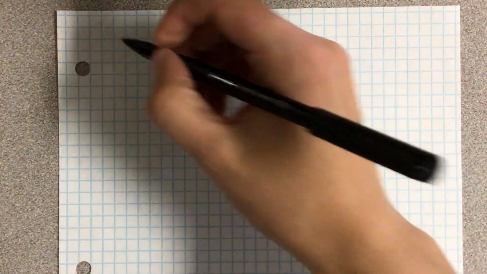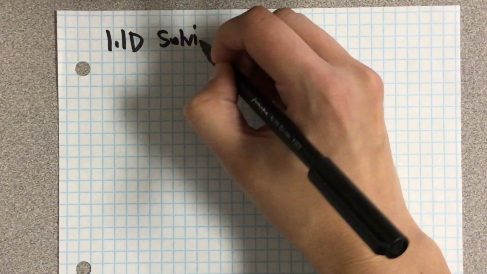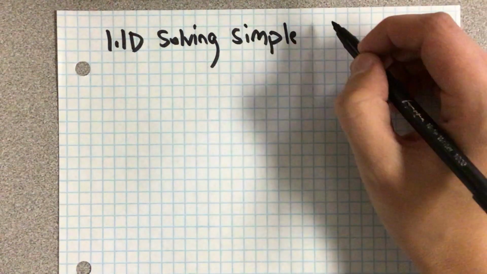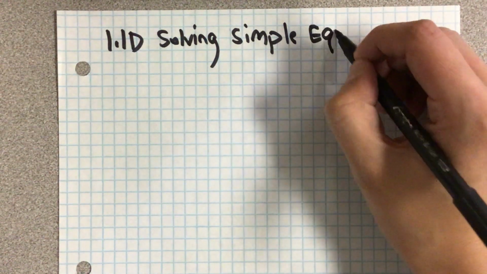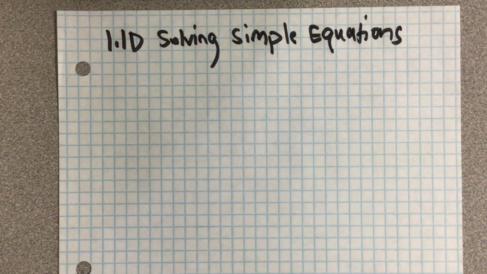All right, today we're going to begin with 1.1D, solving simple equations. And this is the first day that I can say that we are most definitely not doing review. We are solving simple equations today. This is really the first lesson we're going to have that's actually out of the book.